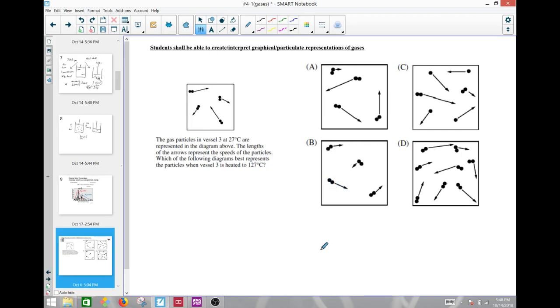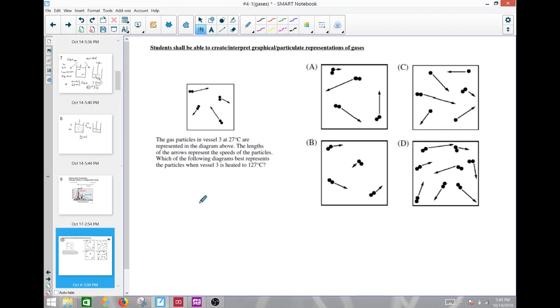All right. Question. We have a couple of samples of gases, and you're welcome to stop this video and try it. The gas particles in vessel 3 at 20 degrees Celsius are represented in the diagram above. The lengths of the arrows represent the speeds of the particles. Which of the following diagrams best represents the particles when vessel 3 is heated to 127? So we're warming it up. Take a moment, look at your options.